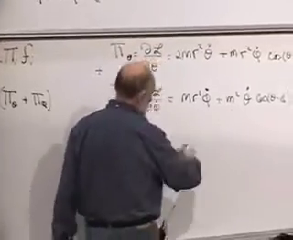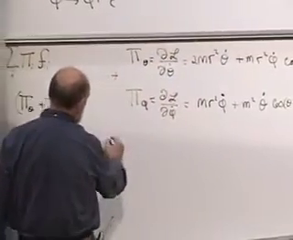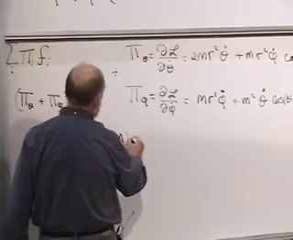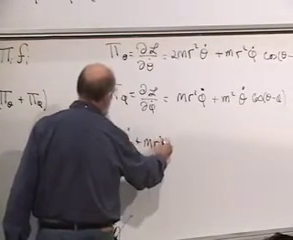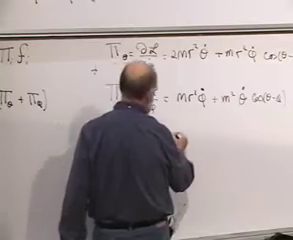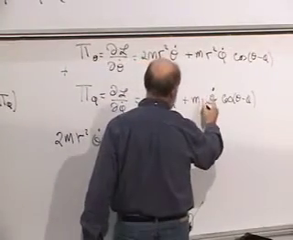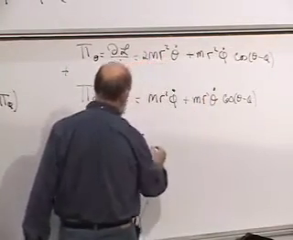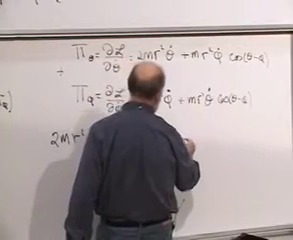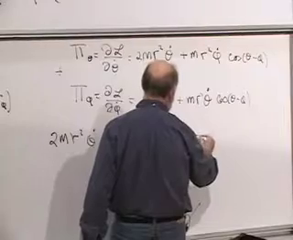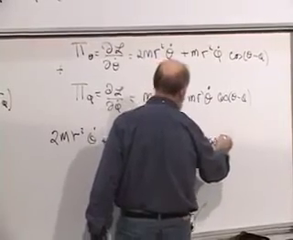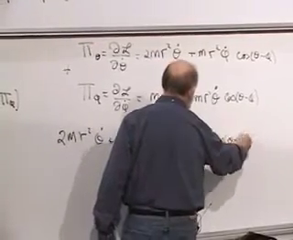I won't bother, well, I will write out the answer. The answer is 2mr squared theta dot plus mr squared phi dot. I think I'm missing an mr squared here, right? Plus mr squared theta dot plus phi dot times cosine of theta minus phi.